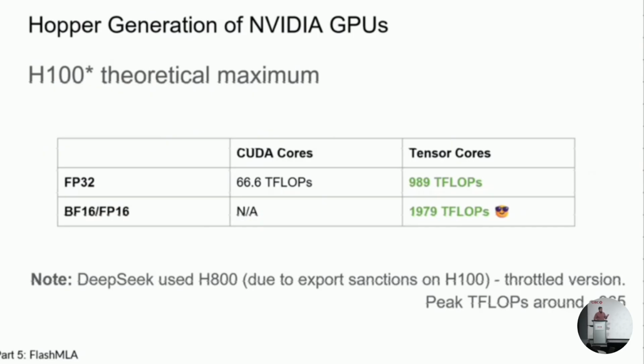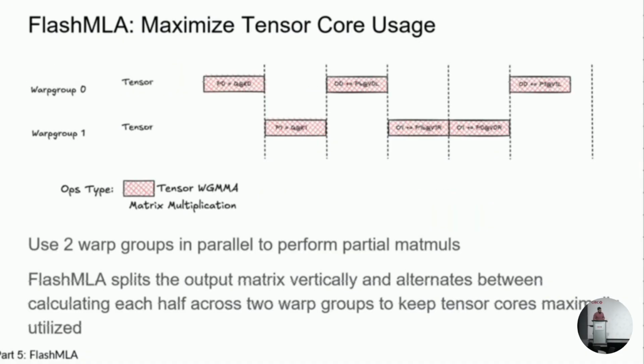Theoretically, for the Hopper GPUs, the tensor cores have like 15 to 20 times the throughput of CUDA cores. A note here: the DeepSeek authors used H800, which is a throttled version of H100s, due to export restrictions; H100s are not shipped to China. But it still has a peak tensor core TFLOPs of around 865. Okay, so tensor cores are very fast, and we want to maximize tensor core usage in our attention computation.